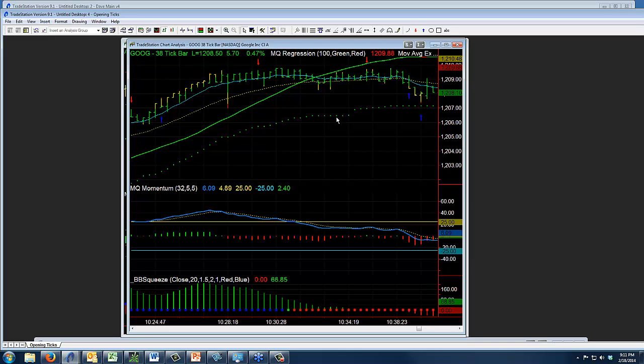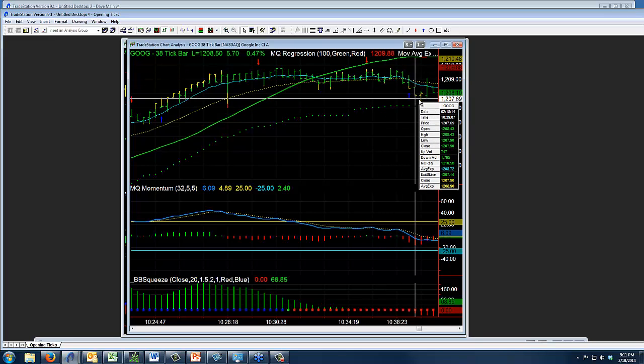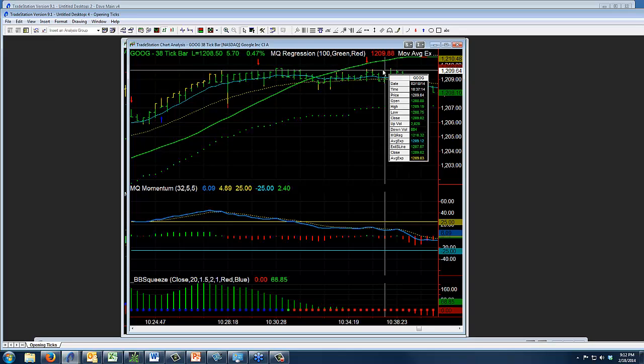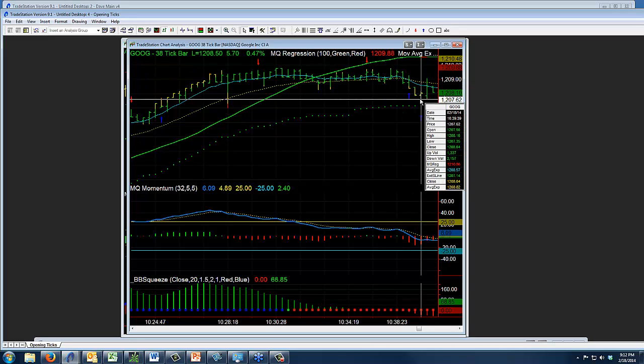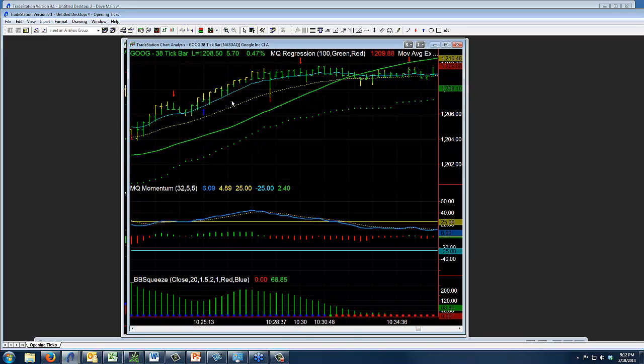Now I'll be the first to say this isn't the best setup. And right here we probably made enough money just to break even, if not a little bit of profits from this move from 1209 back down to here to 1207 and a half. Okay, but that right there, I can't give you a very, very firm rule.